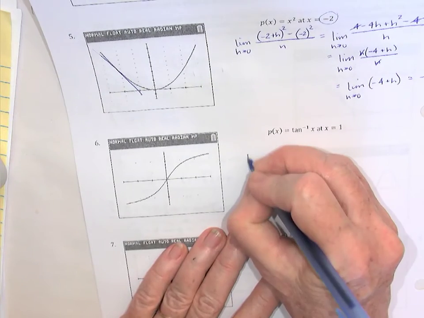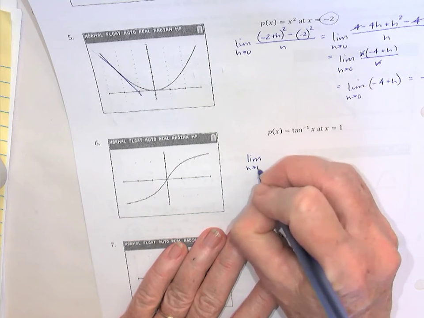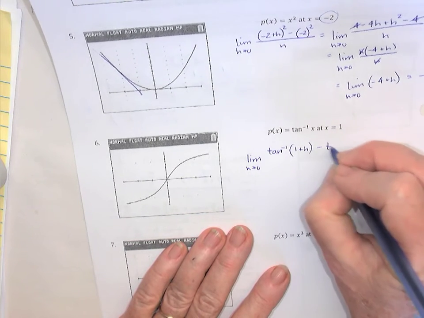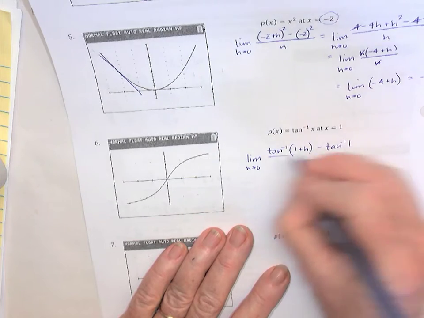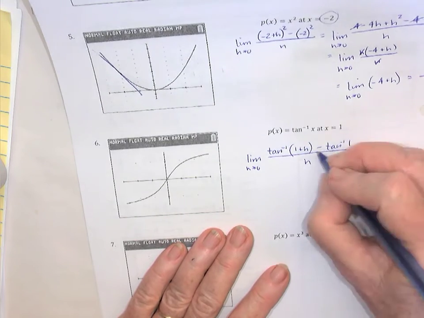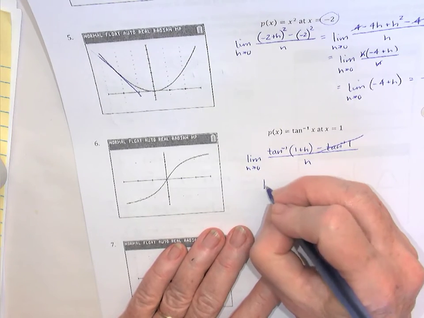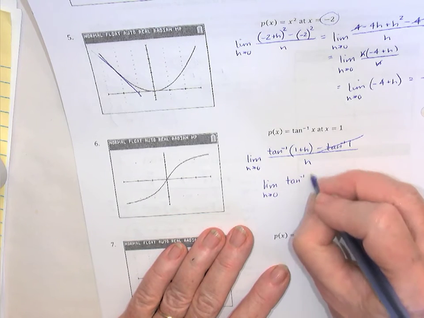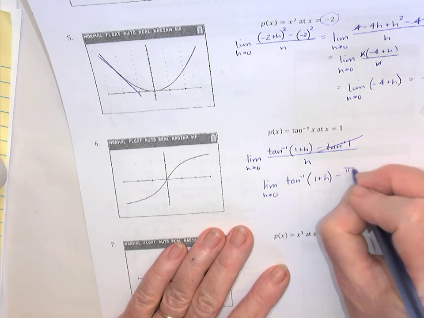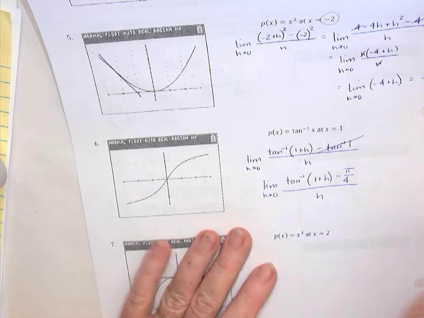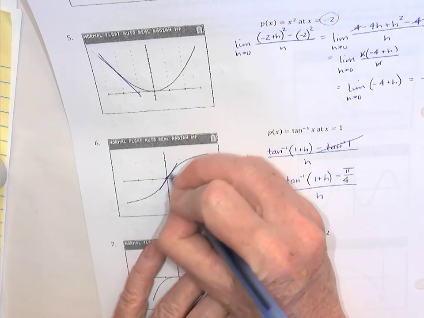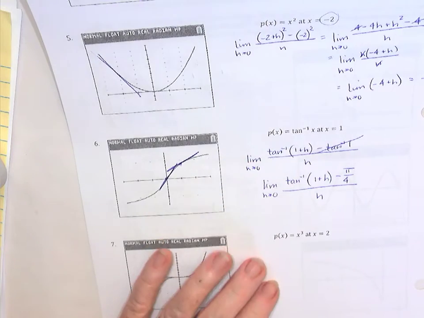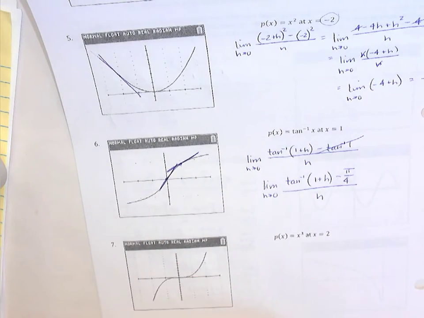Inverse tangent. So we're going to take the limit as h approaches 0 of inverse tan of (1 plus h) minus inverse tan of 1, all over h. Well, I do know inverse tan of 1 is pi over 4, but that's about as far as we can go. The limit as h approaches 0 of inverse tan of (1 plus h) minus pi over 4, all over h. And we are looking for the slope of the tangent line at x equal to 1 right over there. So I know it's positive, but this isn't really giving me any information.